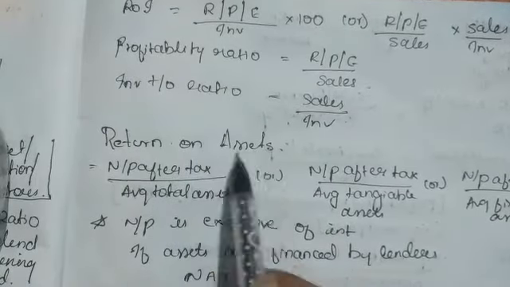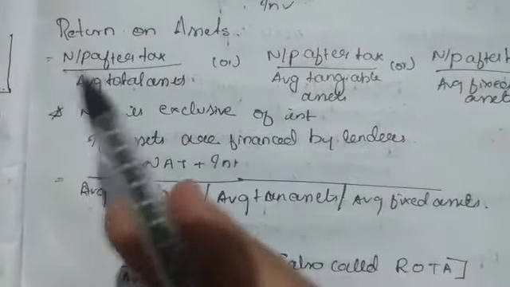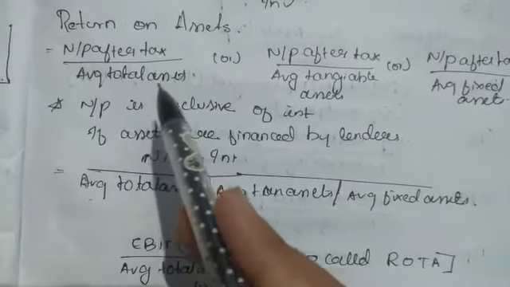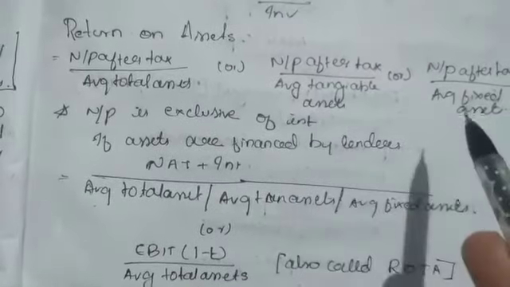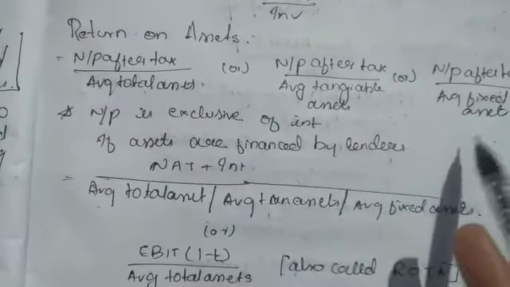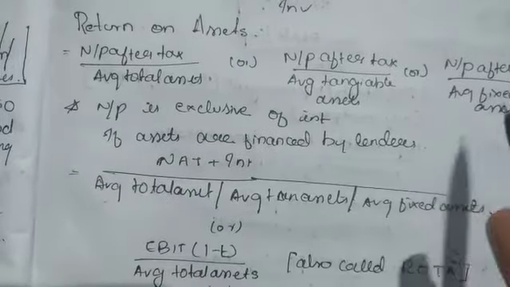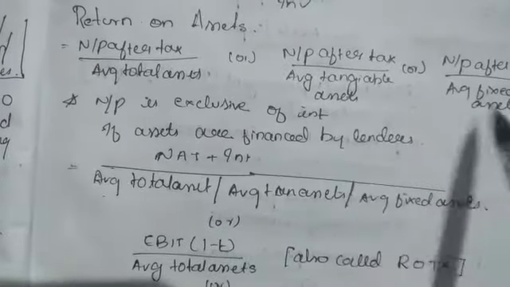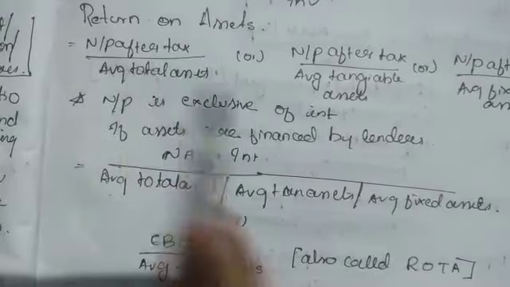Now on the assets. It is calculated on the profit, on the total assets, average total assets, or tangible assets, or average fixed assets. Total assets, tangible assets, fixed assets. And the numerator will be the same, net profit after tax divided by average total assets, average tangible assets, average fixed assets. And here the net profit is exclusive of the interest.